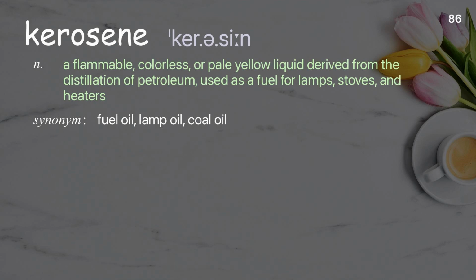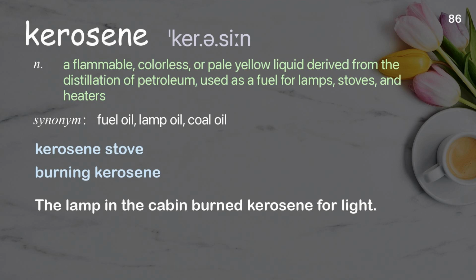Kerosene. A flammable, colorless, or pale yellow liquid derived from the distillation of petroleum, used as a fuel for lamps, stoves, and heaters. Examples: kerosene stove, burning kerosene. The lamp in the cabin burned kerosene for light.